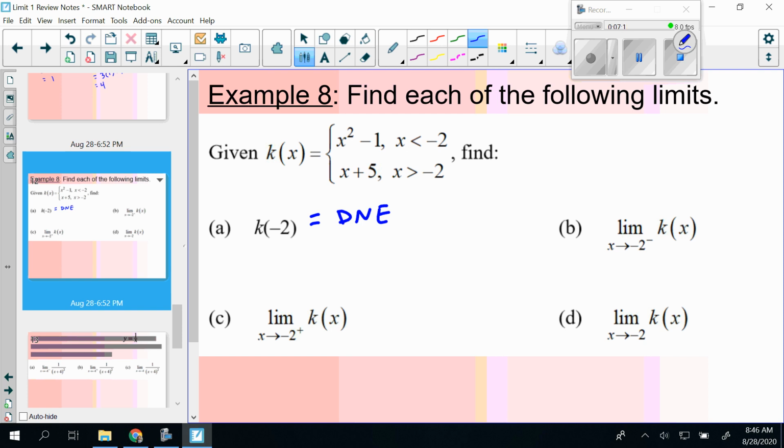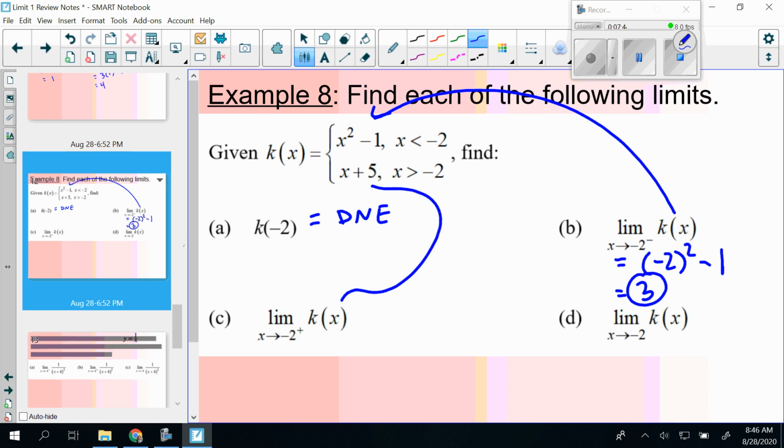What is it as we approach -2 from the left? You should have chosen the top function for this one because that's where it's less than -2. And so to do this one, you'd want to plug in -2 into that function to figure it out. -2 squared is 4, minus 1 would end up being 3. So you should have gotten 3 for that. For the bottom one, where is it approaching -2 from the right? That would have been the same as this function, which at -2 is going to be -2 plus 5, or 3.